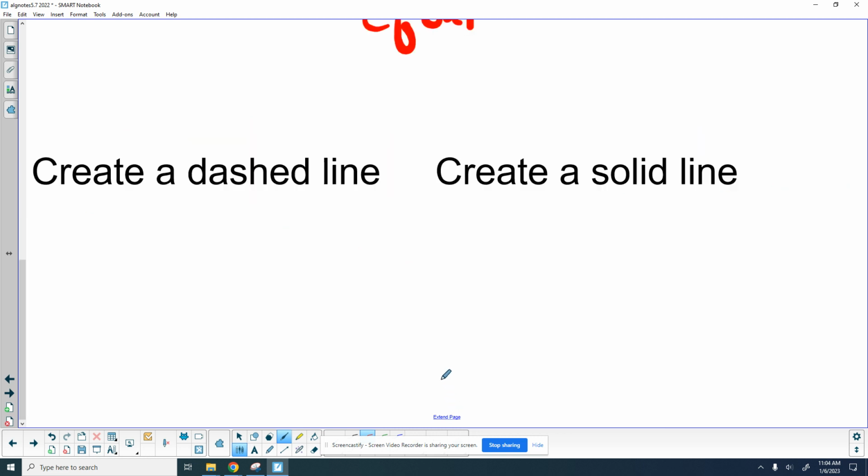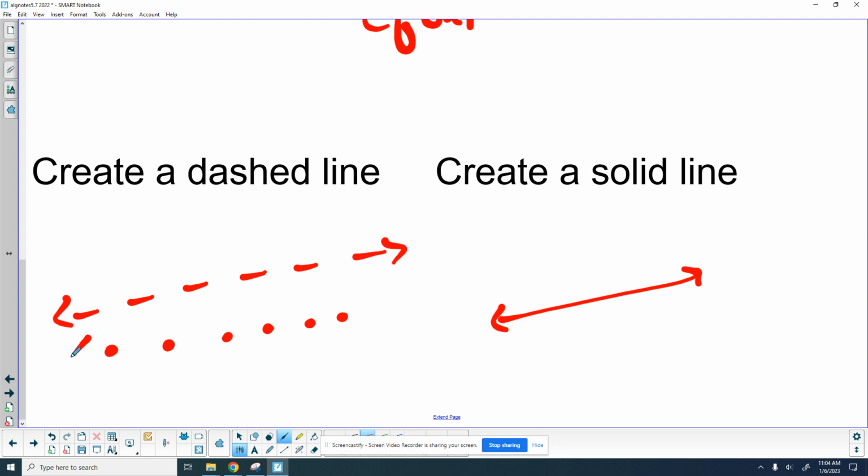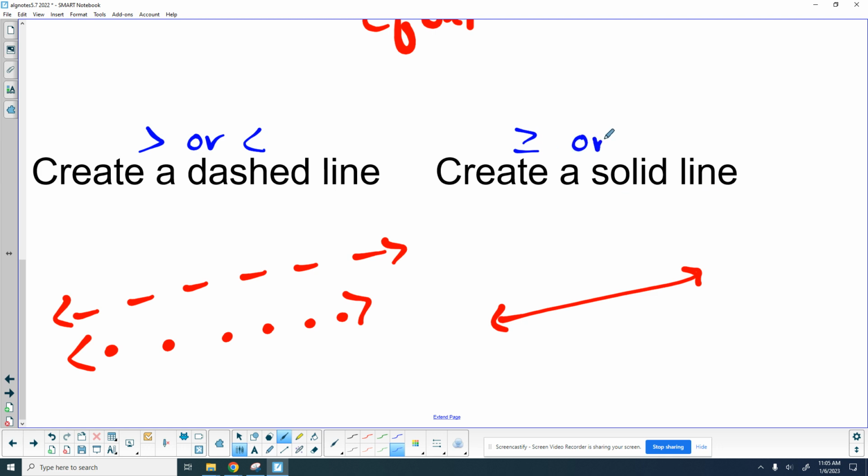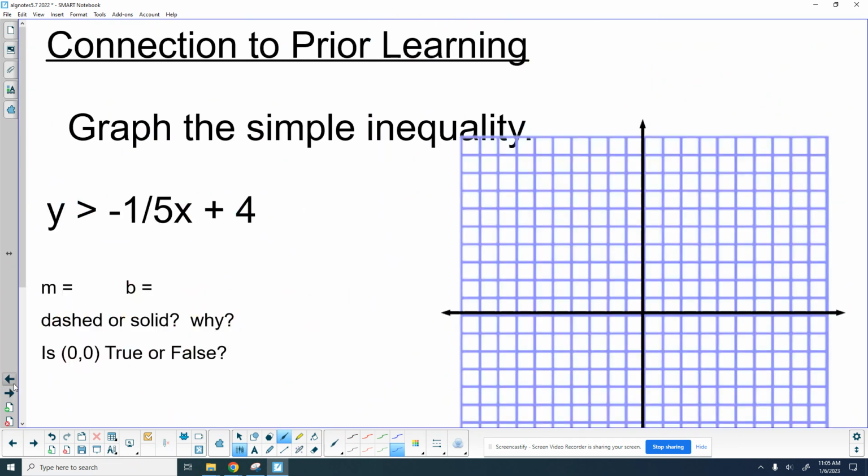And down here, it asks you to create a dash line. So remember, our dash lines look like that. You can also do it with dots. And a solid line is just a normal line. Lines have arrows on the end because they go on forever. So that's what we're going to be considering. We use a dash line when we have greater than or less than, and we use a solid line when we have greater than or equal to or less than or equal to. Those are all things we have to remember from 5.6, just graphing single inequalities.